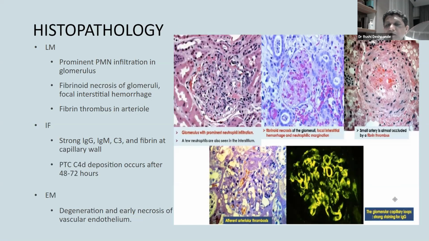Okay, this is how the histopathology of hyperacute rejection looks: prominent neutrophil infiltration, fibrinoid necrosis, interstitial hemorrhage, and neutrophilic migration. You're going to see a fibrin thrombus, and an afferent arteriolar thrombus has been shown here. The peritubular capillaries will show C4d deposition after 48 to 72 hours. But usually most of us will end up removing these kidneys on the same table. In acute accelerated rejection, you are likely to see PTC C4d depositions.